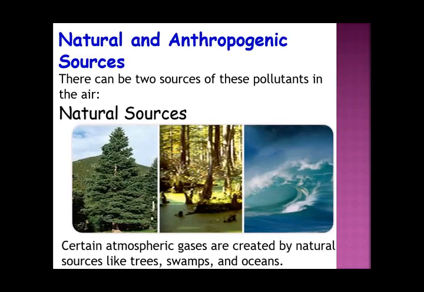Now the sources of air pollutants. We have basically two types of sources, natural and anthropogenic. The term anthropogenic means human caused or man-made. Firstly, we will discuss natural sources. Certain atmospheric gases are produced by natural sources like trees, swamps, and oceans. Swamp is a wet land with wild plants growing in it.